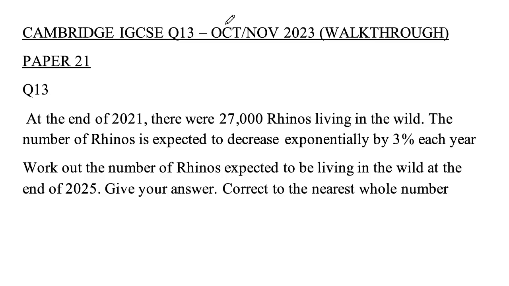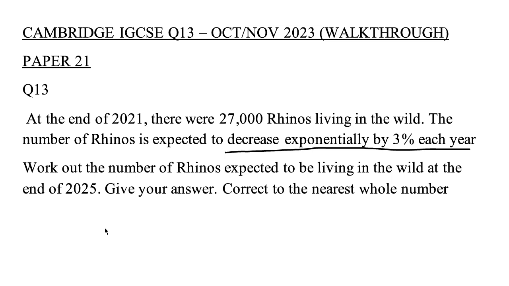Welcome to this channel, and in this video we're going to be taking question 13 of Cambridge IGCSE October-November 2023 paper 21. The question says, at the end of 2021 there were 27,000 rhinos living in the wild. The number of rhinos is expected to decrease exponentially by 3% each year. Work out the number of rhinos expected to be living in the wild at the end of 2025. Give your answer correct to the nearest whole number.